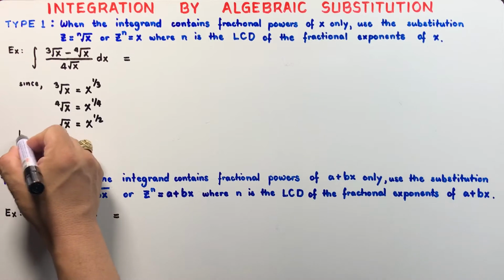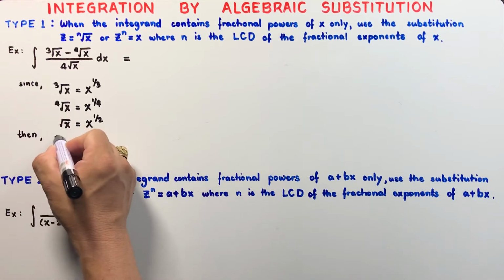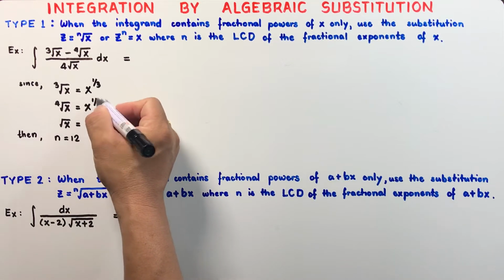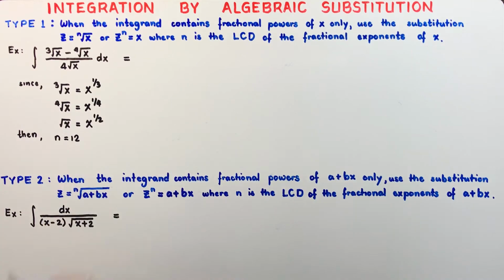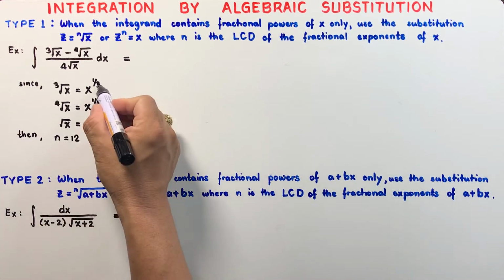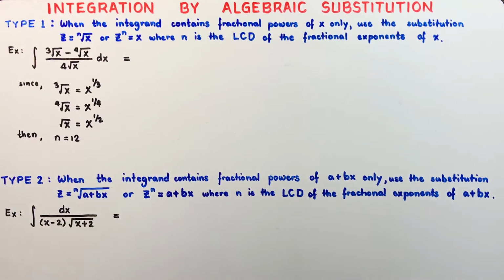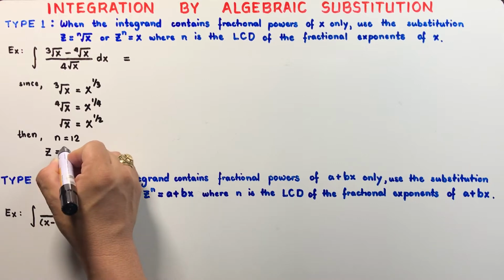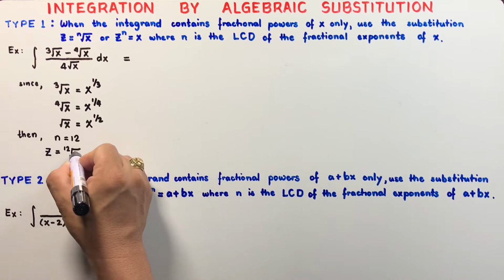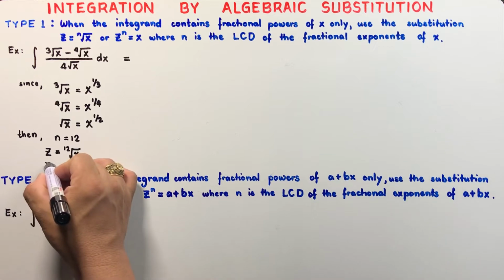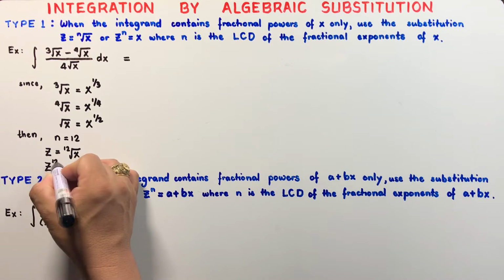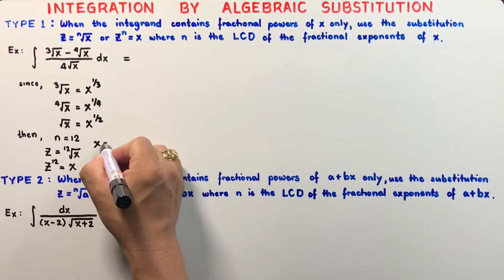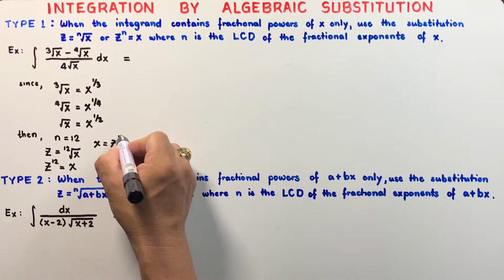Then we say that our n here is 12 because this is the least common denominator of 1/3, 1/4, and 1/2. In other words, this is the number that can be divided by 3, 4, or 2. Thus, we will use our substitution, which is z equals the 12th root of x. Or in other words, z to the power of 12 is equal to x. Thus, our x is equal to z to the power of 12.